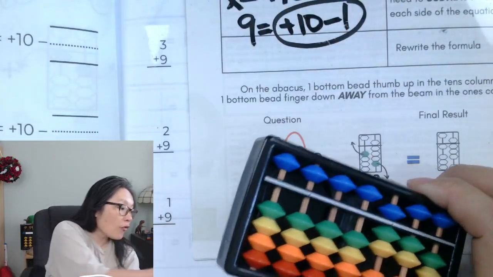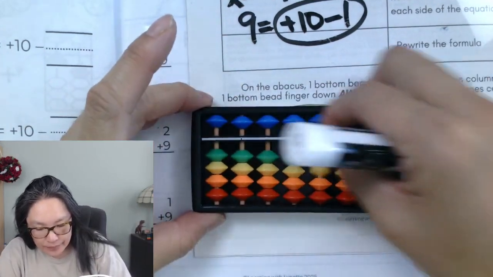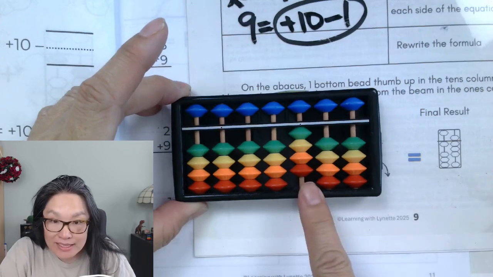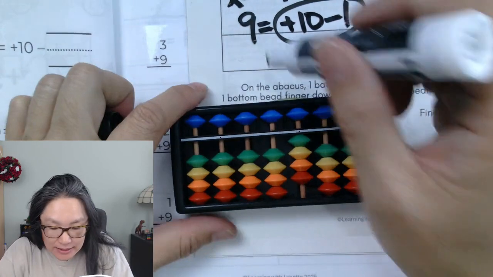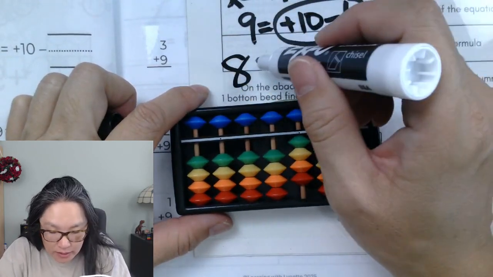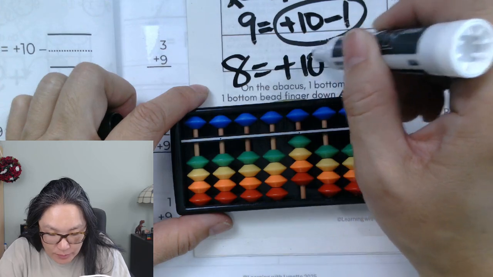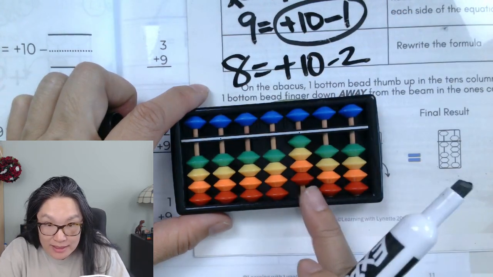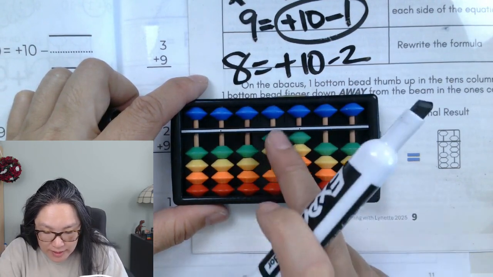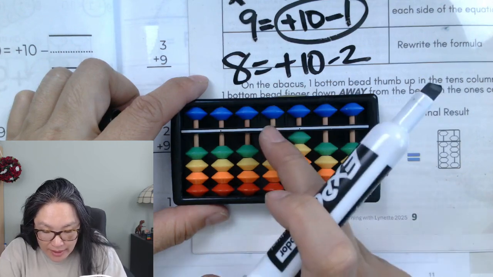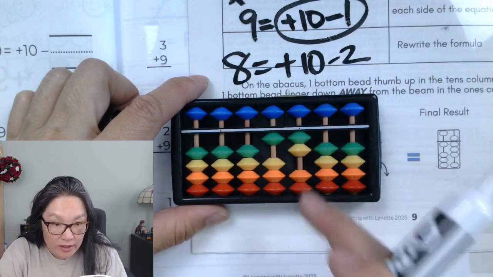So let's do 4 plus 8. We do 4 and we plus the 8. What is plus 8? Plus the 8 is plus the 10 minus the 2. So when I plus the 10, 0, 1 plus the 10, which is plus the 1. I'm adding the 1 and I take away the 2, so my final answer is 12.